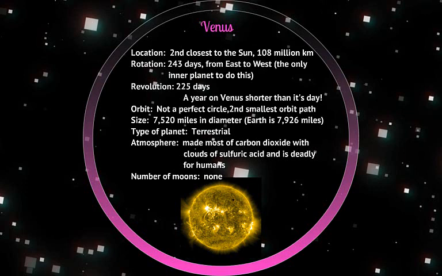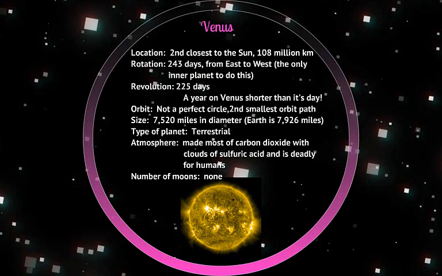Its revolution is 225 days. So that means a year on Venus is actually shorter than a day on Venus. Its orbit, again, is not a perfect circle, and it is the second smallest orbit because it is the second closest to the sun. Its size is 7,520 miles in diameter, so it's pretty close to our size. It is a terrestrial type of planet.